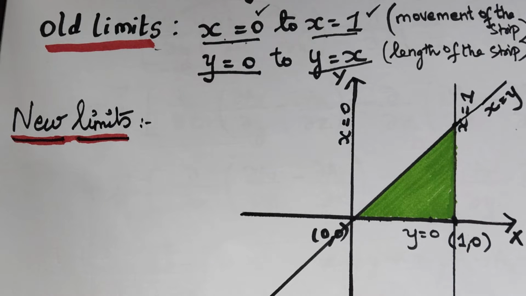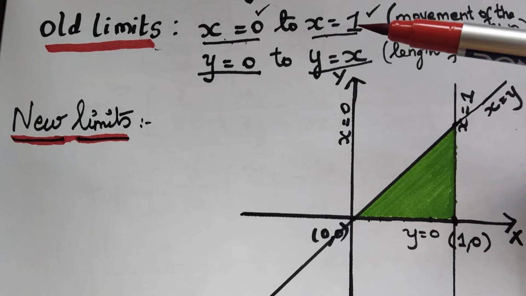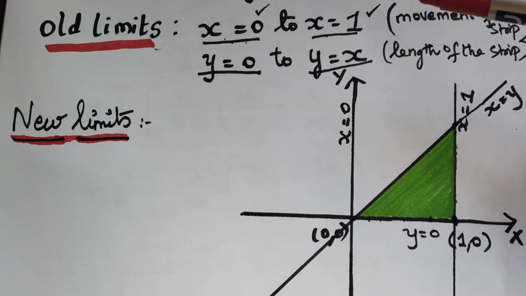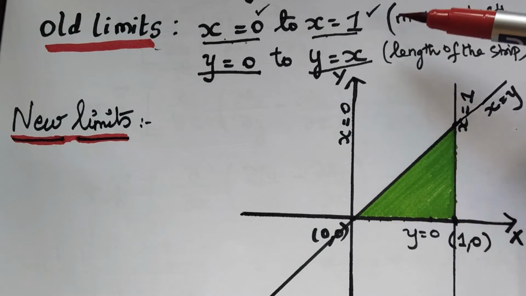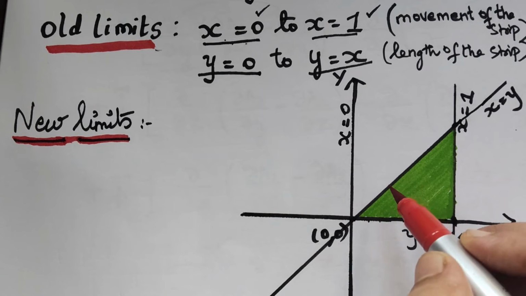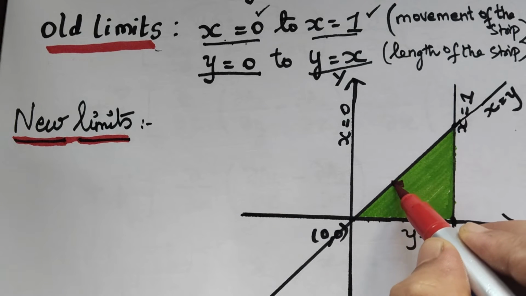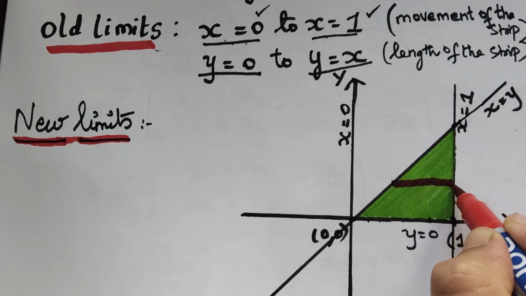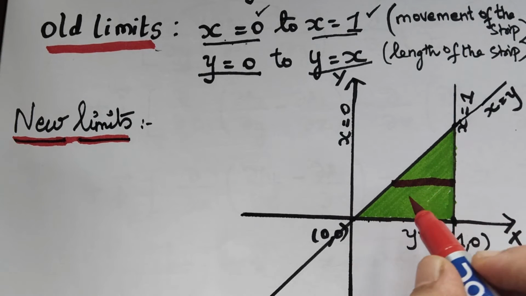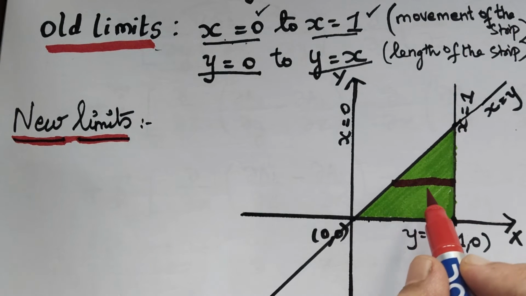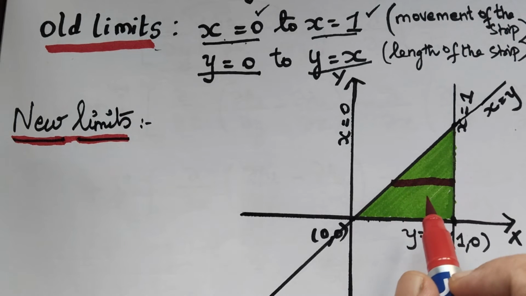Now with respect to the new limits, the length of the strip will be with respect to the x-axis and the movement will be with respect to the y-axis. So this will change because we are changing the order of the limits. To find the new limits, the strip has to be drawn parallel to the x-axis. So this will be the strip. Now we have to find the movement of the strip and the length of the strip, and using that we have to find the limits for x and y.